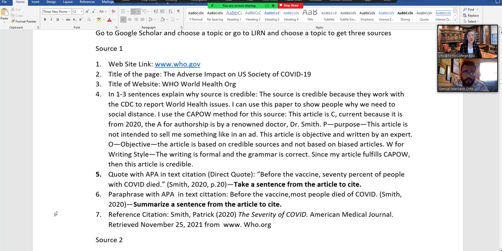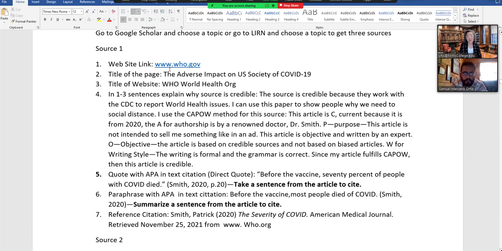Your source number 1. So here my source number 1 is the adverse impact on the US. So no one has any trouble doing these. That's why I didn't go over it. What is the website link? What's the title of the article? What is the title of the website?